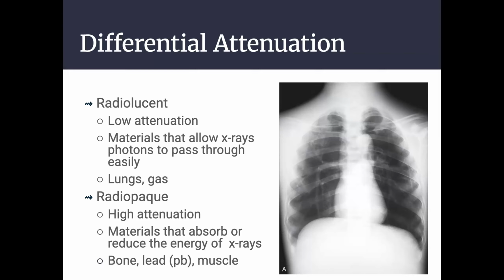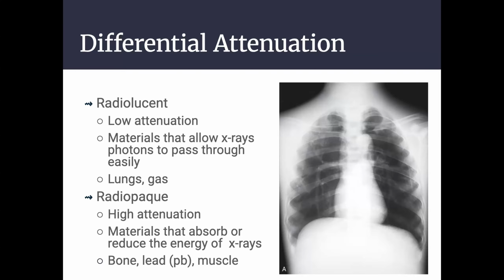And it is when the material allows an X-ray photon to pass through easily, like lungs or gas within the body, okay? To be radiopaque means to have high attenuation. It's a material that absorbs or at least reduces the energy of the X-ray. Examples of that in the body would be bone, or sometimes we use lead on an image, you know, to put our initials there or to label something.